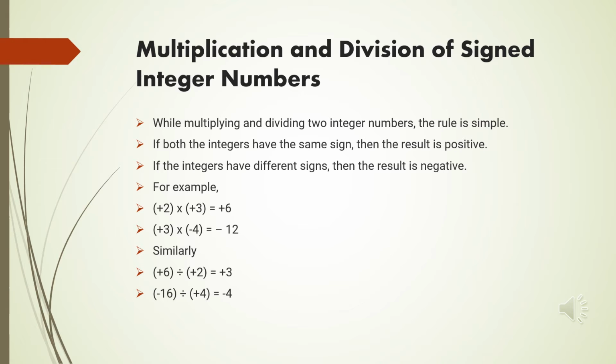Now we will be understanding the multiplication and division of signed integers. While multiplying and dividing two integers, the rule is simple. If both the integers have the same sign, then the result is positive. If the integers have different signs, then the result is negative.